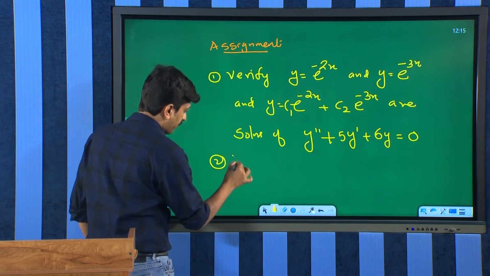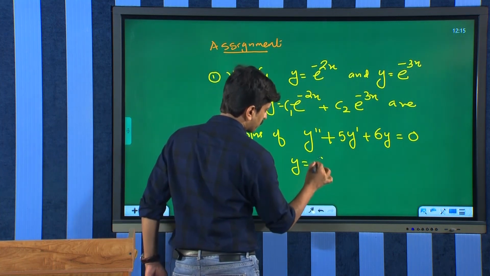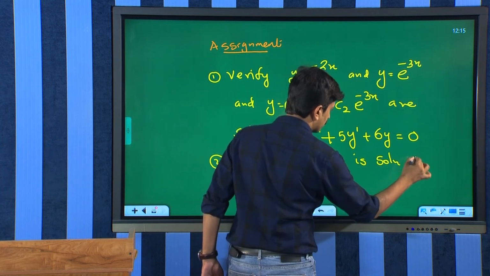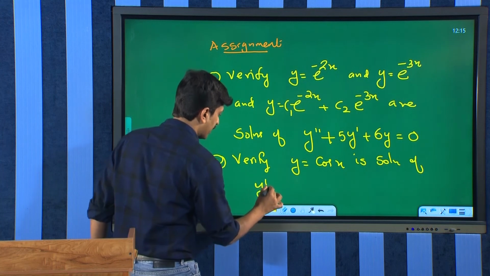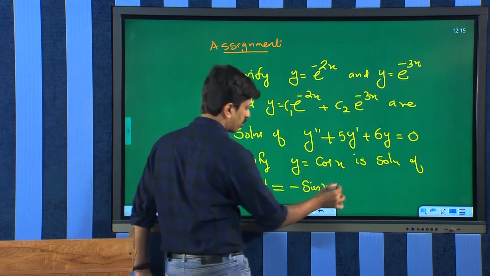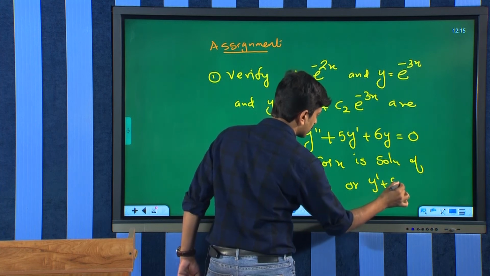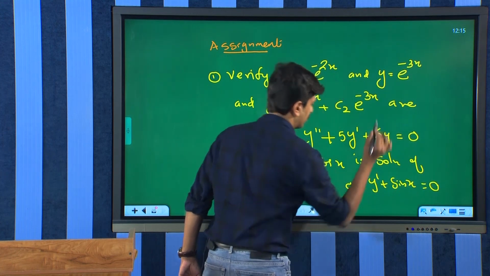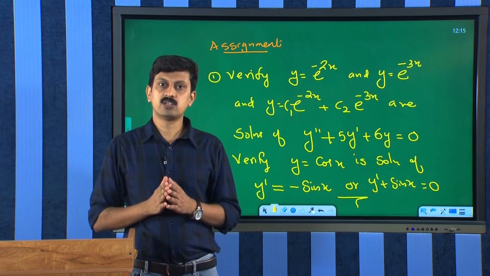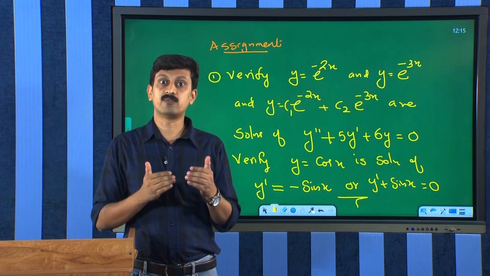Second one, verify y is equal to cos x is a solution of y dash is equal to minus sin x, or y dash plus sin x is equal to 0. You can find many questions from the literature. You may do the differential equation. While doing more differential equations, you will feel this is like a game.